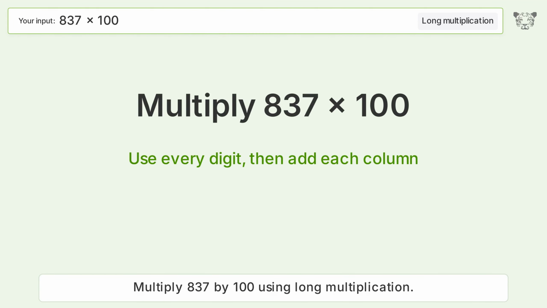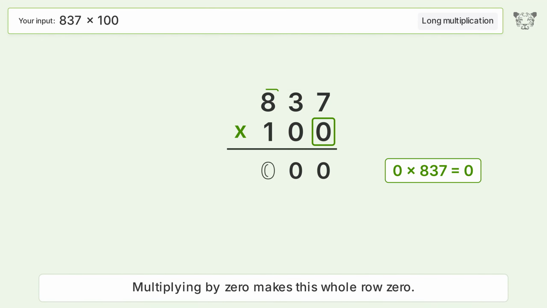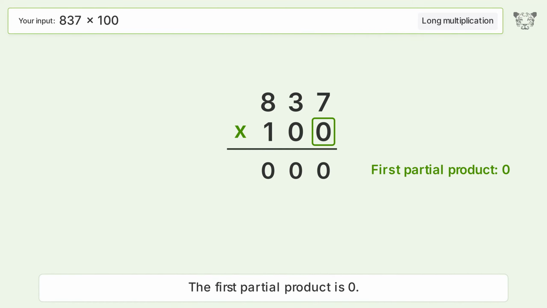Multiply 837 by 100 using long multiplication. Start with the ones digit, 0. Multiplying by 0 makes this whole row 0. The first partial product is 0.